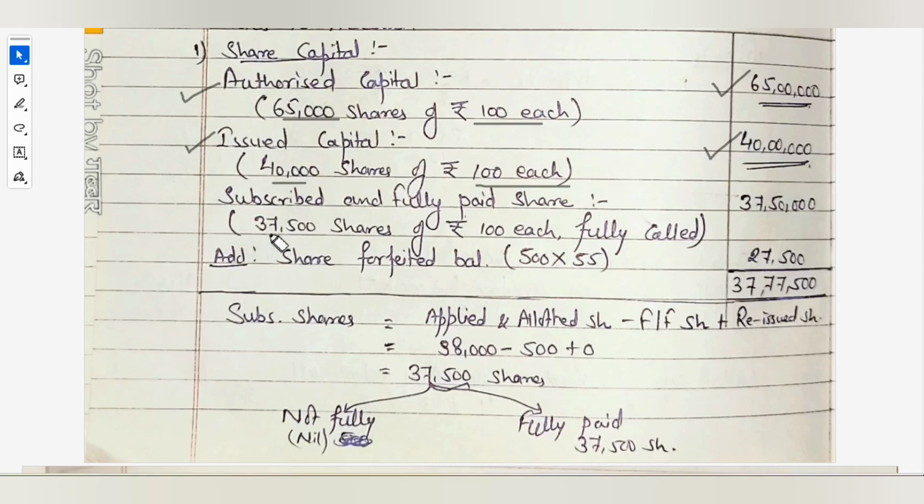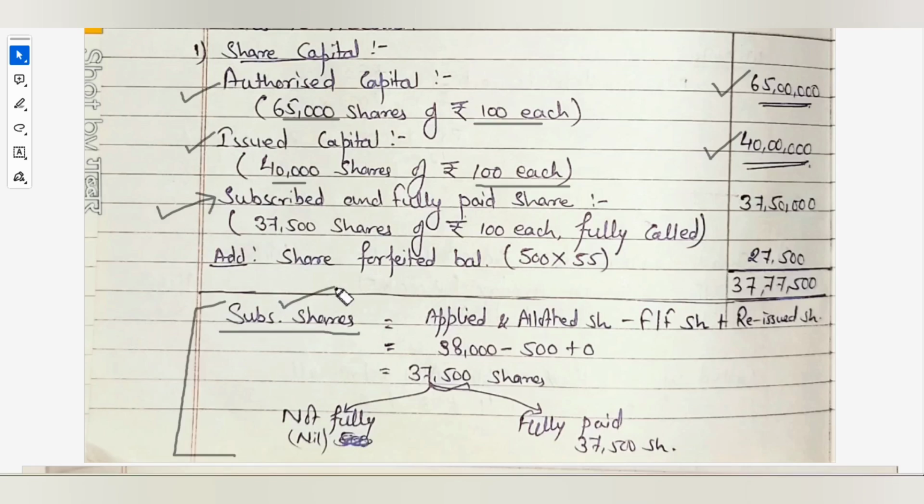Now, finally, we have to write the subscribed portion. And we all know that subscribed portion is divided into two parts, that is subscribed and fully paid, and subscribed but not fully paid. So first of all, before writing here whichever it is, we need to find out something which I have shown in this working area. So just try to get this thing.